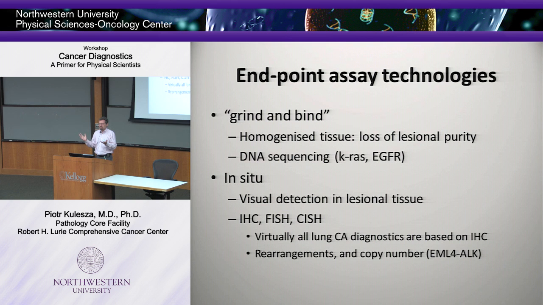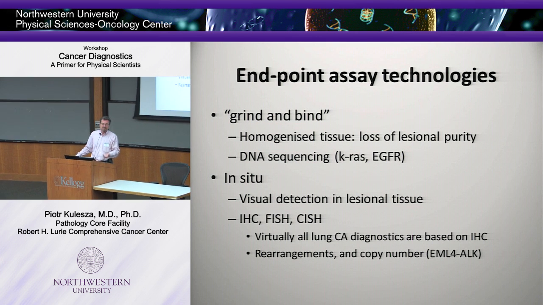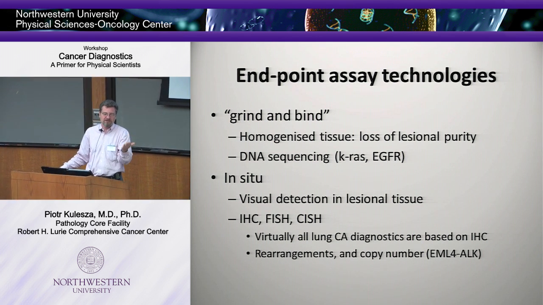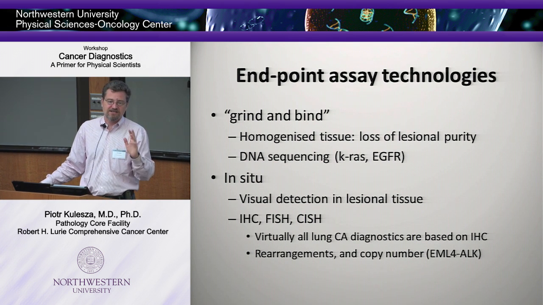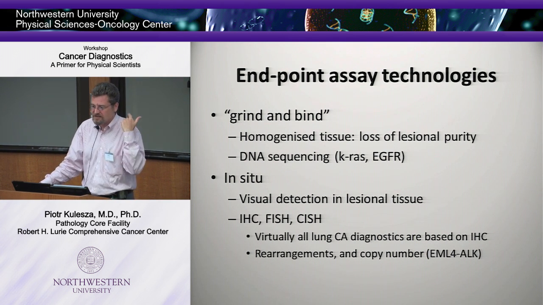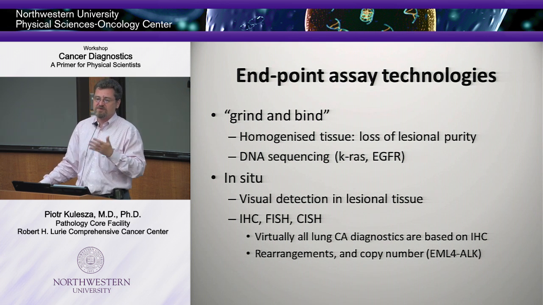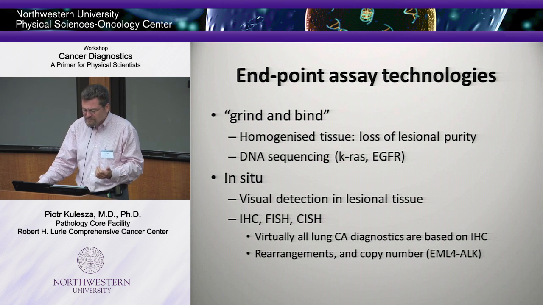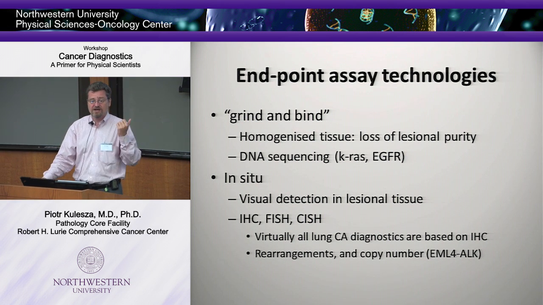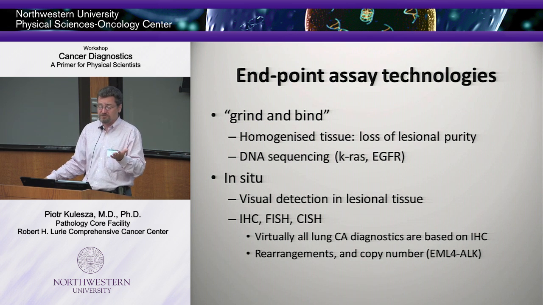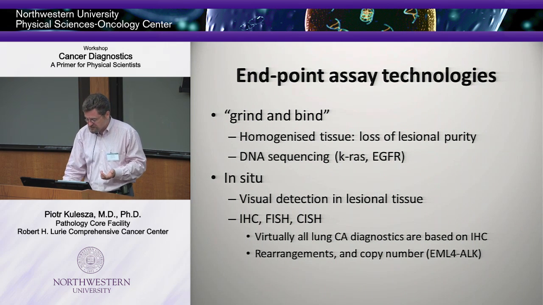Unlike grind and bind, you can do in situ analyses which rely on some visual detection of the lesional tissue while this is preserved. So those are techniques of immunohistochemistry. You saw stuff staining here but not there, right? The same can be applied to FISH, which is just fluorescence in situ hybridization, or CISH, which is chromogenic. Fluorescence is based on a fluorescent probe that you need UV light to excite and then get color out of it. It's kind of nice because you can do multiple labels in the same cell, and I'll show you why that is important. CISH is just chromogenic. It's cheaper, easier. You don't need fluorescence. It's just much faster to do. Virtually all lung cancer diagnostics are based on IHC, but rearrangements and copy numbers, for example, for HER2 testing, amplification of genes, are done on FISH platforms. EML4-ALK rearrangements are done on FISH.